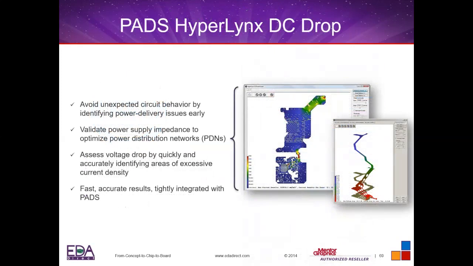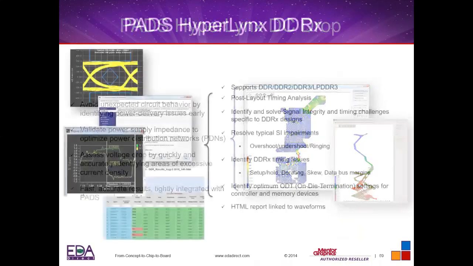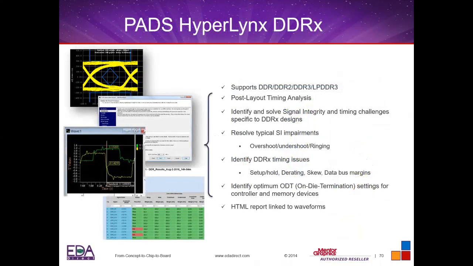You also have the ability to use the HyperLynx DC drop capabilities. So for those of you that need to find out, do I have enough voltage that's going to run through my planes? Am I going to have some areas where the voltage might not be maintained? DC drop's going to give you a nice visual of that area, and then you can decide whether you need more metal or what you need to do to try to maintain that voltage throughout your planes. Very nice tool.